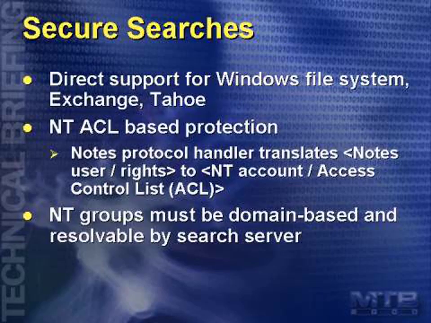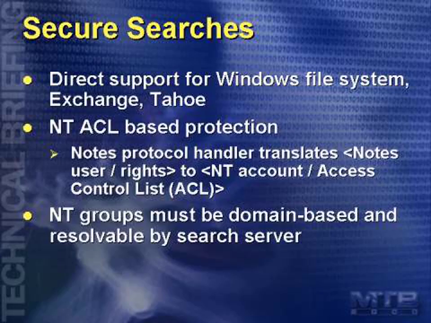Our searches are secure. So what this means is that if you're not allowed to see a document through the native access, then you just won't see that document in the search results at all. We have direct support for Windows File System, Exchange, and Tahoe. And our search security mechanism is NT-ACL based.